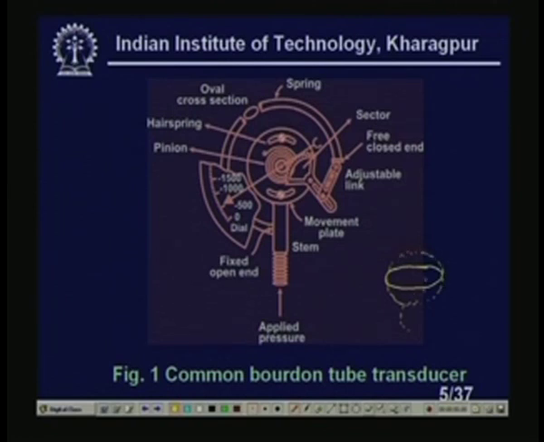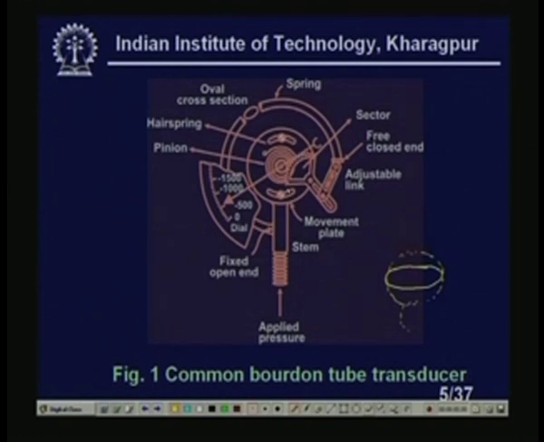It is elliptical initially, now it tries to become circular. The tip of this Bourdon tube is a free closed end, this is free and this is closed. So, the pressure is coming here, going through this and hitting this portion, the oval or elliptic cross section. Then what will happen, this will move up. If this tip moves out, then what will happen? So, the sector, we have a sector here, it moves in this direction.